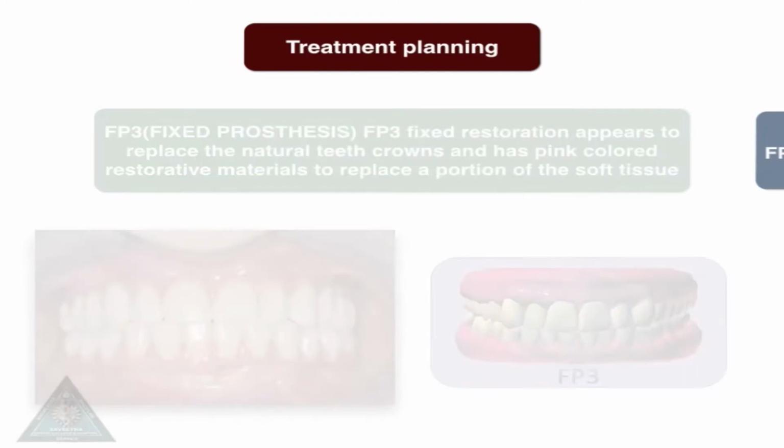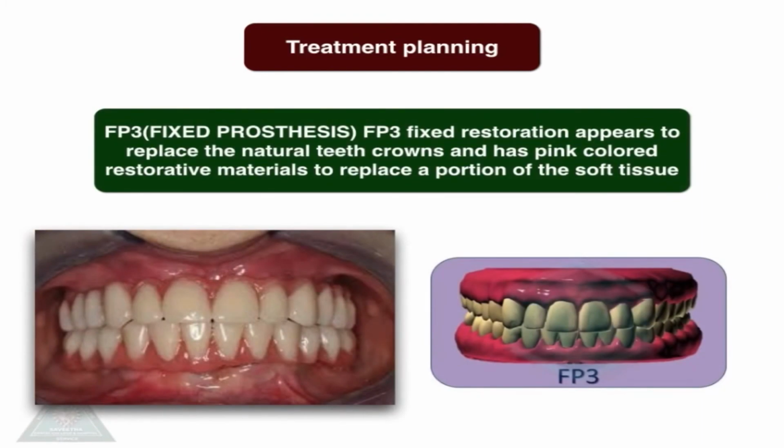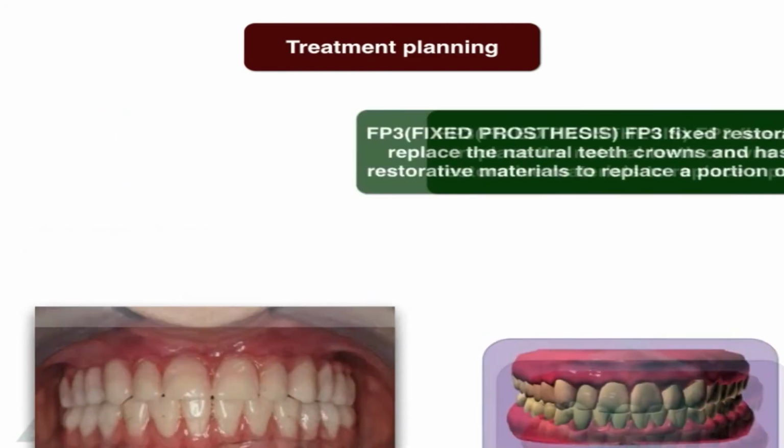FP3 appears to replace the natural teeth crown and has a pink colored restorative material to replace a portion of the soft tissue. However, there are two approaches for the FP3 prosthesis, a hybrid restoration, which you can have a look at in the diagram, and a porcelain metal restoration. The primary factor that determines the restorative material is the amount of the crown height space.